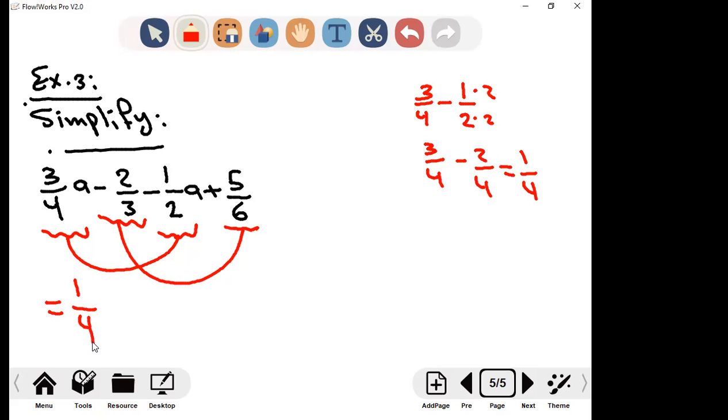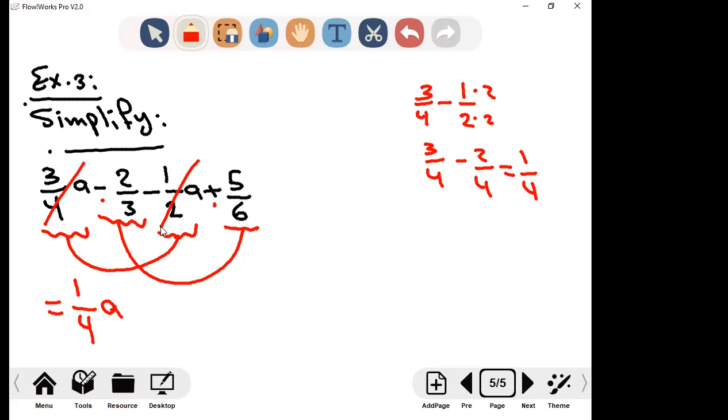Depends on the sign. The sign here plus, the sign here minus. Depends on the sign. It does not depend on what we like. So here I did 3 over 4 minus 1 over 2 there. The answer is what? 1 over 4. I put 1 over 4, but what else? A. Don't forget your term. We finished with these.